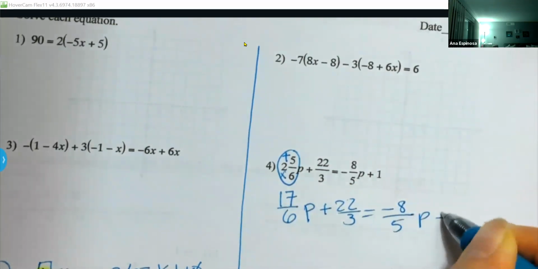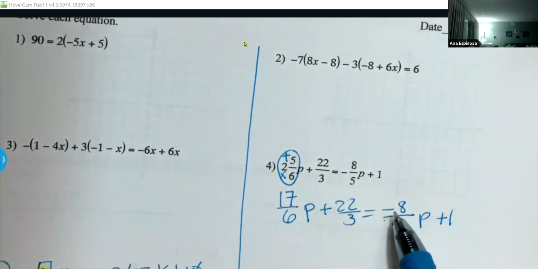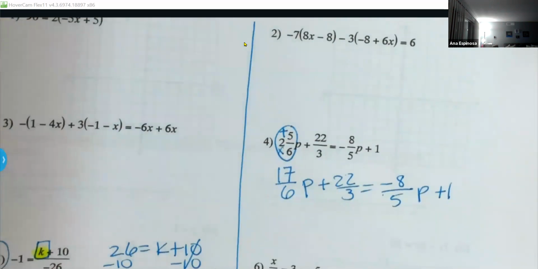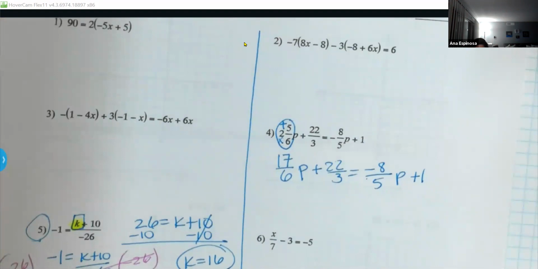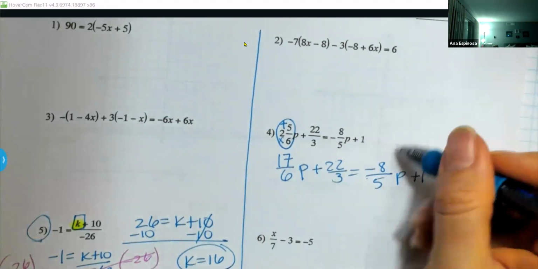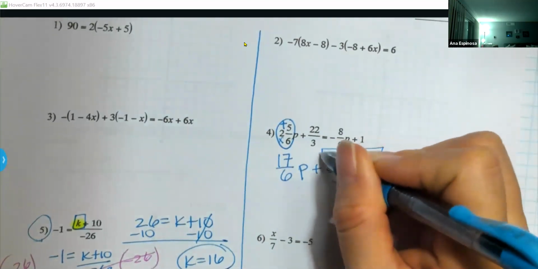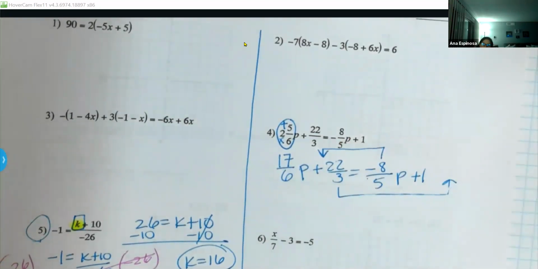I always have the habit of putting negatives in the numerator. Okay, I think this is zoomed in way too much. All right, so what we want to do is we want to basically get the p's on one side and the numbers on the other. So what we want to do is basically get this one to the left and move this one to the right, but we've got fractions to deal with, right? So what I want to do is I want to be able to get rid of the fractions from the very beginning so I don't have to deal with them in any part of the problem.